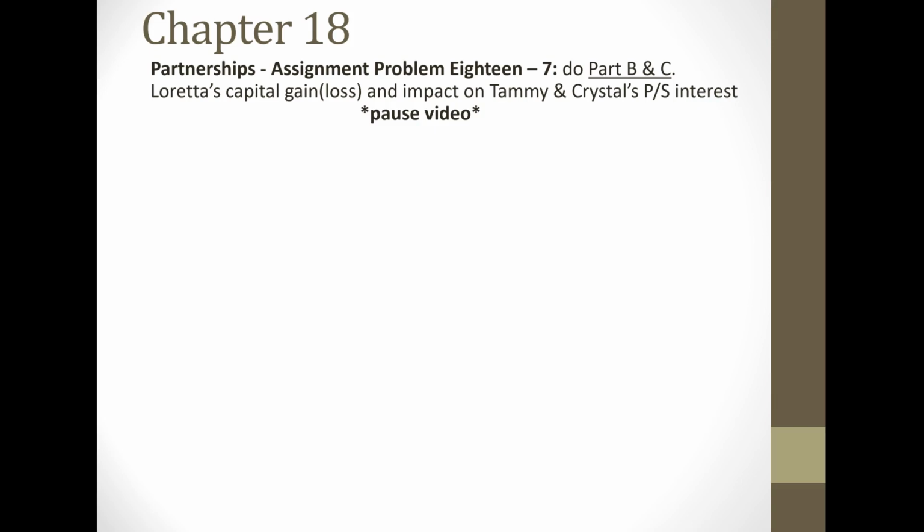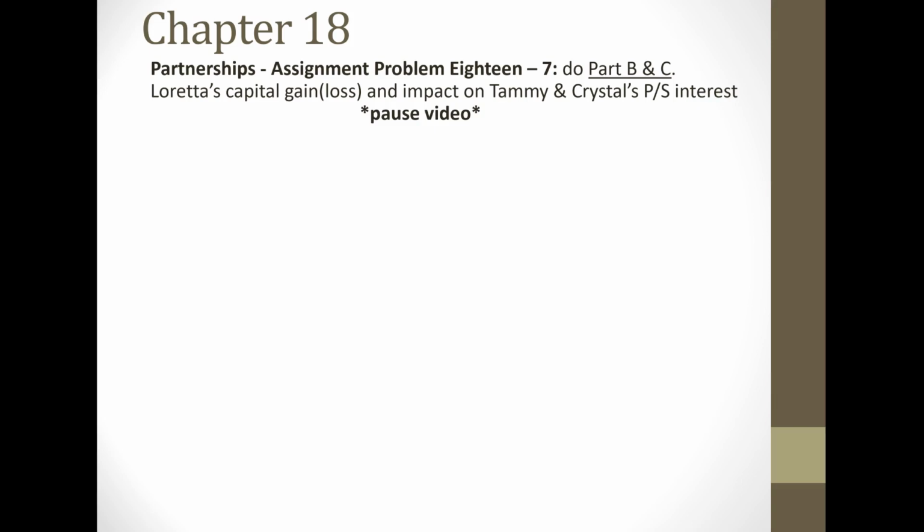So figure that out first, and then figure out what's going to be the impact on Tammy's and Crystal's partnership interest. Now remember, in the question, each of the other partners will pay Loretta $210,000 cash for one half of Loretta's interest in the partnership. So Tammy and Crystal are each going to be paying $210,000 in order for Loretta to withdraw from the partnership.